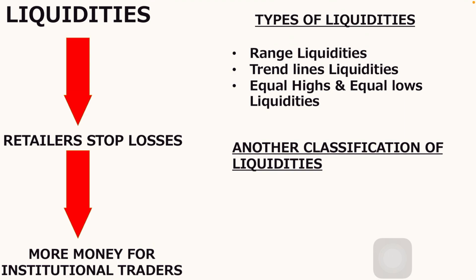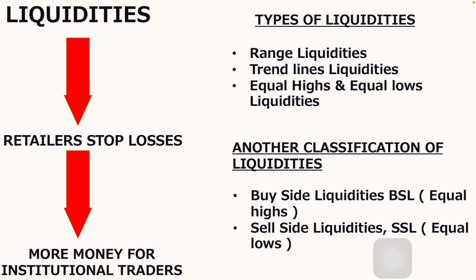Now, in addition to this, today I want to talk about a more specific type of liquidity, another classification of liquidity, which is the buy side liquidity, the BSL, and the sell side liquidity. This buy side liquidity is like the equal highs, while the sell side liquidity is like the equal lows. The buy side liquidities are the equal highs in the line of a buy trade, which the hedge funds and the big financial institutions want to take out in order to fuel their trade further.